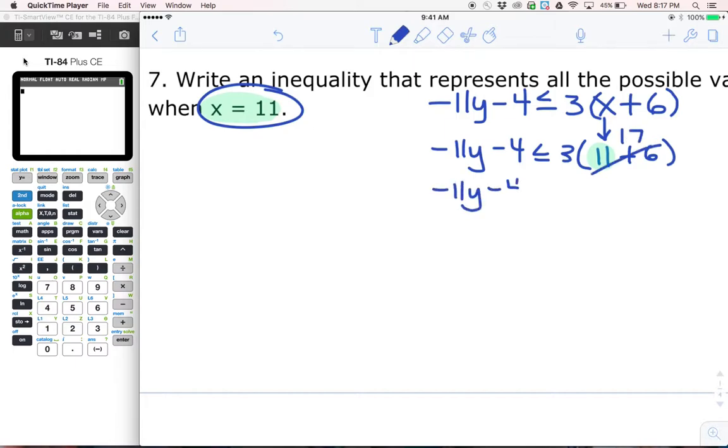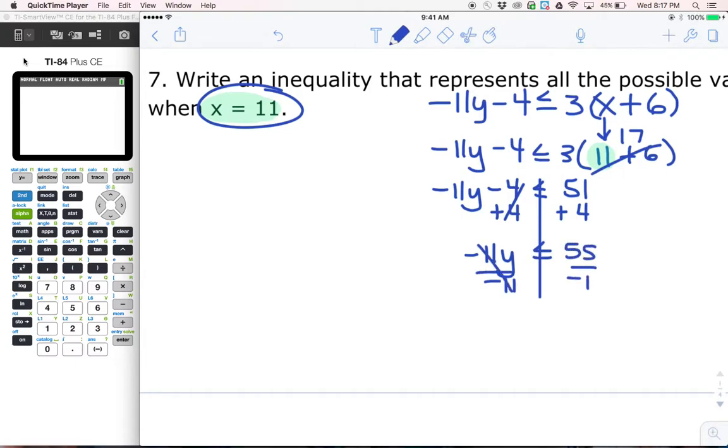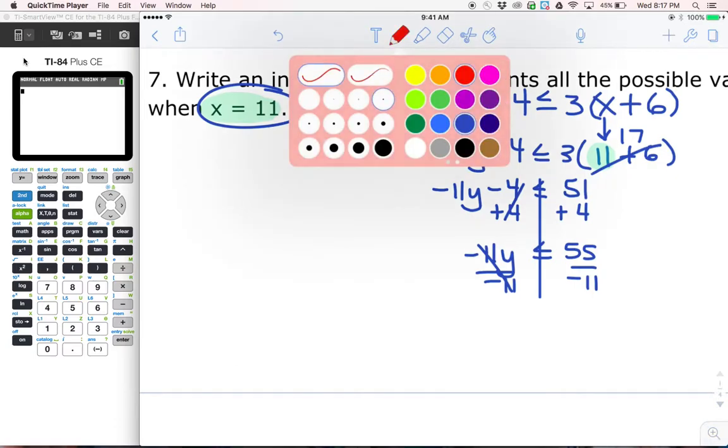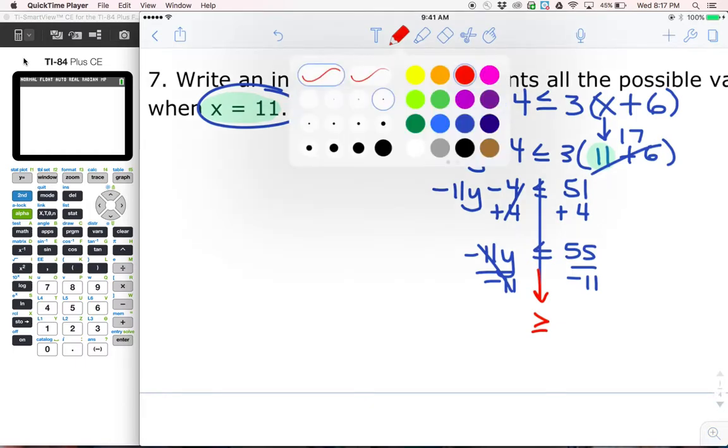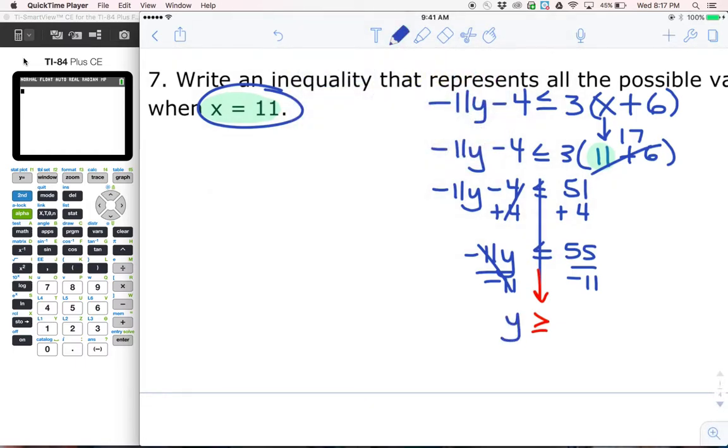And we're going to go ahead and start solving. 3 times 17 is 51. Going to add 4 to both sides. And I get negative 11y is less than or equal to 55. And finally, divide both sides by negative 11. Just divided by a negative, so I'm going to flip my inequality around. This time I'm left with y. So y is greater than negative 5.